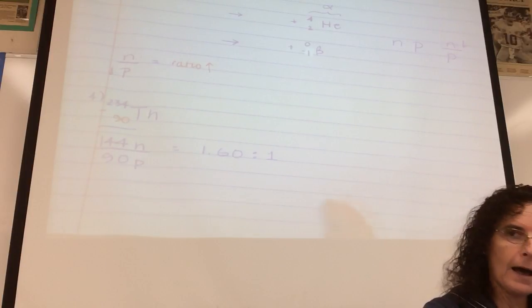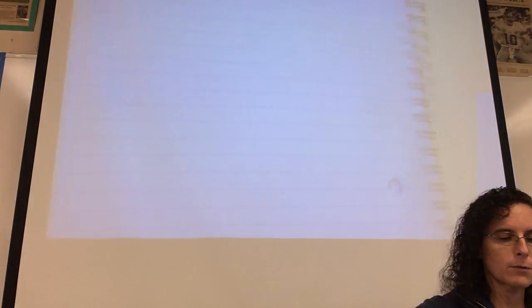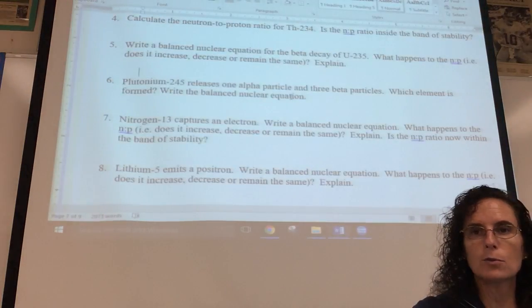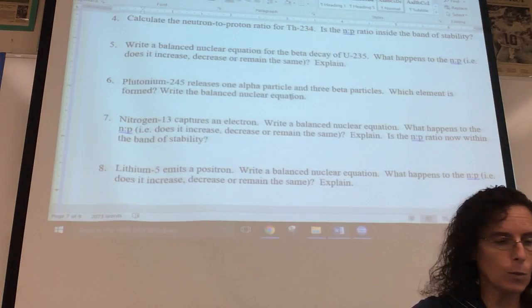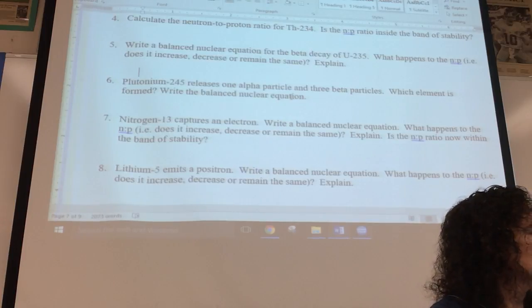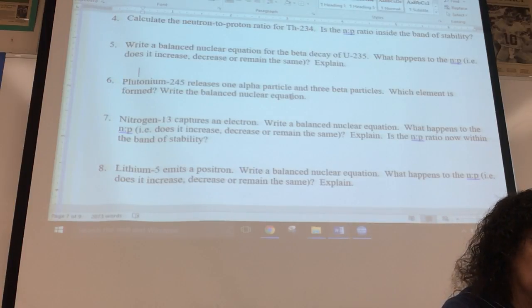On number 5, it says write a balanced nuclear equation for the beta decay of uranium-235. I'm putting that on the screen. You know how to write this. It is easier than what you saw on the Do Now. Take a minute to try and write a balanced nuclear equation.